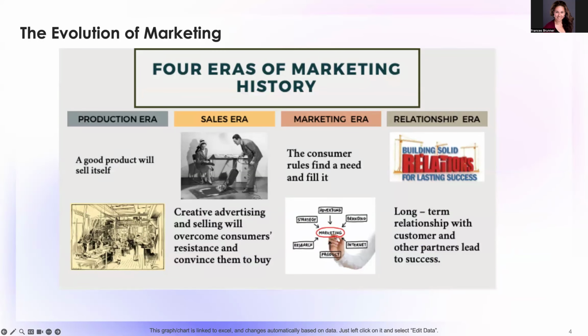Now let's briefly discuss the history and evolution of marketing. We have 4 main eras that are the subject of focus: the production era, the sales era, the marketing era, and the relationship era.